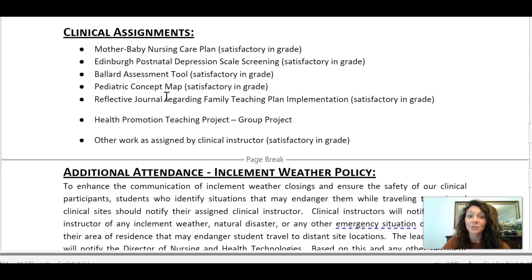This is what we do as nurses. We educate patients to try to improve their health. And for this course, Family Health Concepts, we involve the family in that teaching. So you will be doing a teaching plan and you will implement that plan. And then what you will turn into your clinical instructor is a reflective journal about that teaching plan. And there are specific questions that you will be answering regarding your plan and how you implemented it.